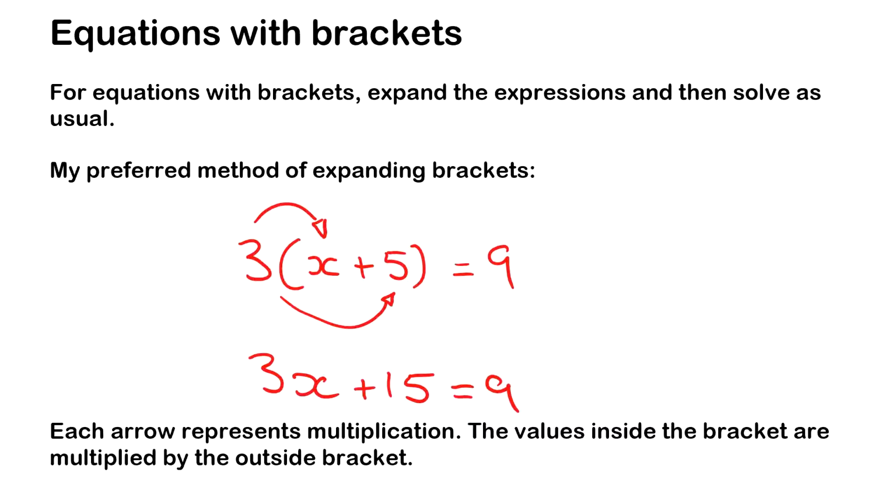As you can see, there's a 3 outside the front of a bracketed x plus 5. I have drawn arrows going from the 3 to each term on the inside. Each arrow represents multiplication. The values inside the bracket are multiplied by the outside bracket. So 3 times x gets us 3x, and 3 times 5 gets us 15.